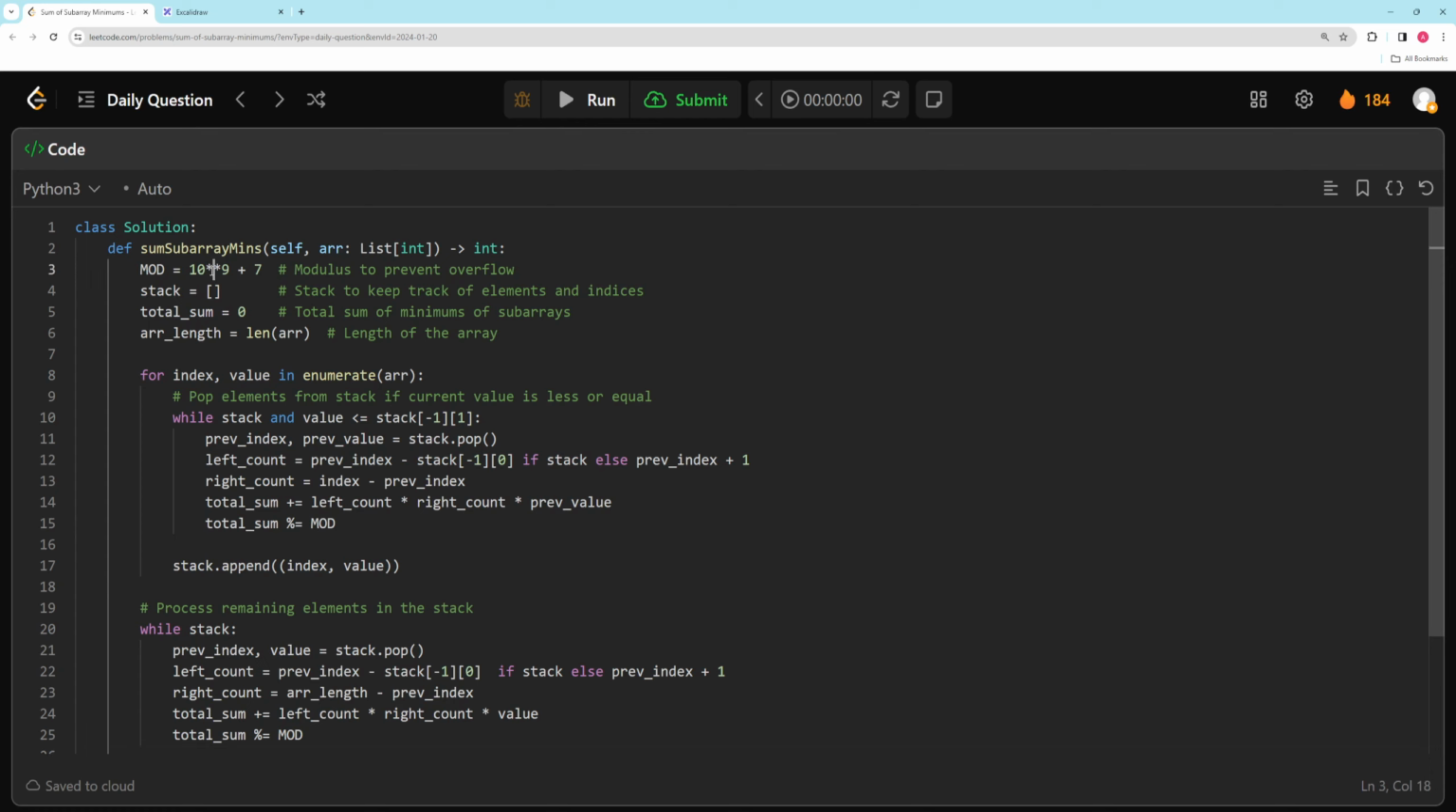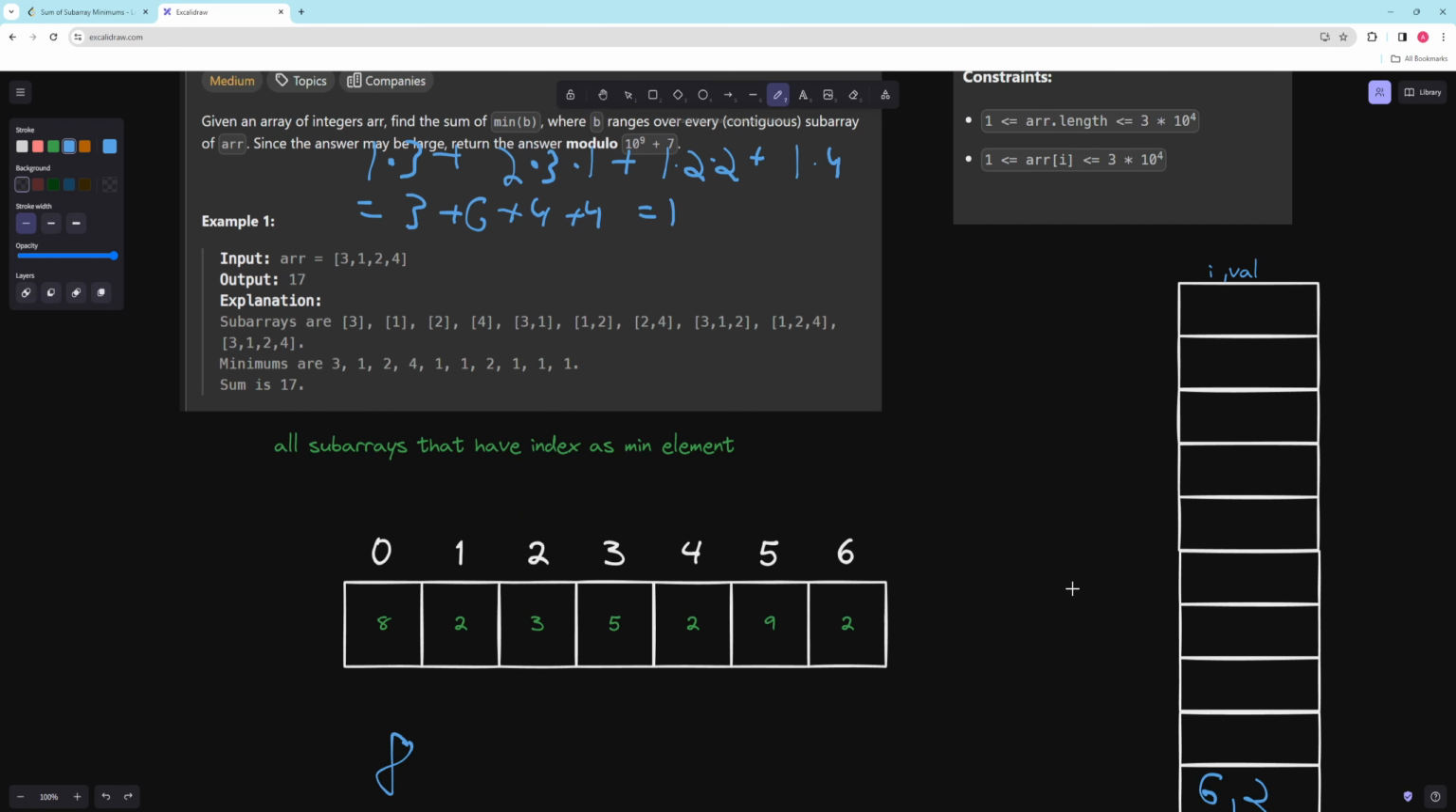Okay, so here we have the mod, because the number can get big. So we just have a mod, we have a stack, we have a total sum, and we have the length of the array. Then essentially we are looping through our elements. And every time we encounter a number that is smaller or equal to the top of our stack, we will pop off the top of our stack. We will figure out the left count for it. And the left count, remember, is going to be the item on the stack that is before it.